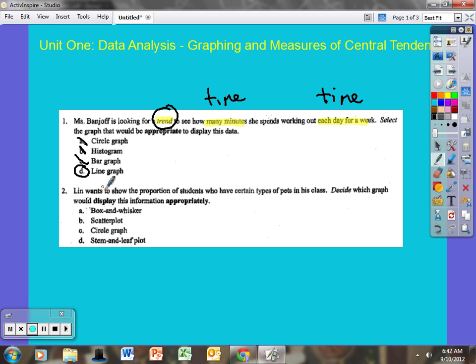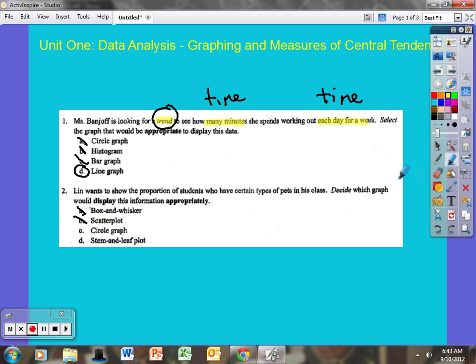Take a look at number 2. Lynn wants to show the proportion of students who have certain types of pets in his class. Decide which graph would display this data appropriately. Box and whisker, we haven't talked about that, so that's not fair for us to ask. Scatter plot, we haven't discussed that either, so that wouldn't be fair. Circle graph, stem and leaf plot. Okay, we've talked about both of those.